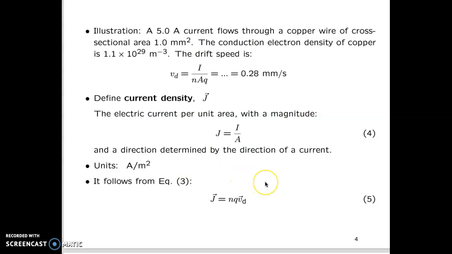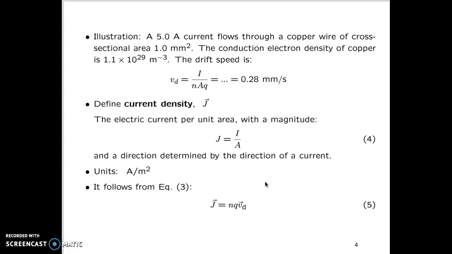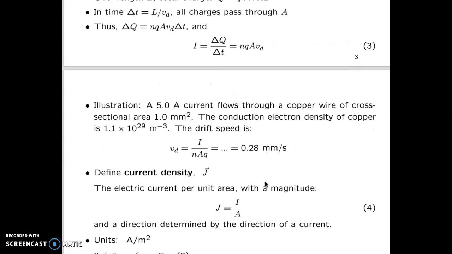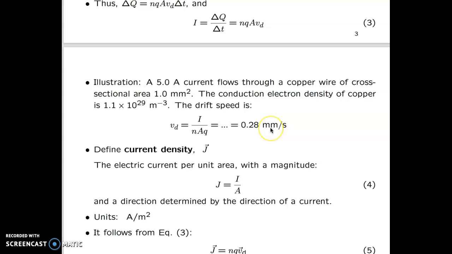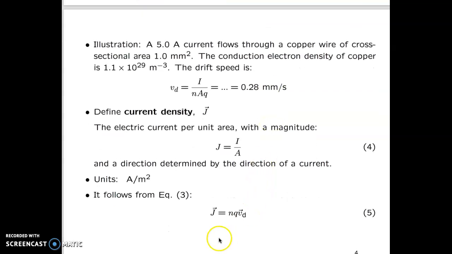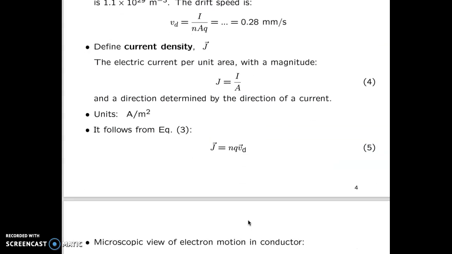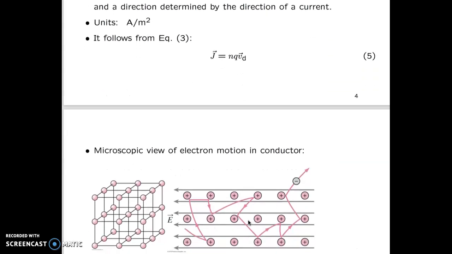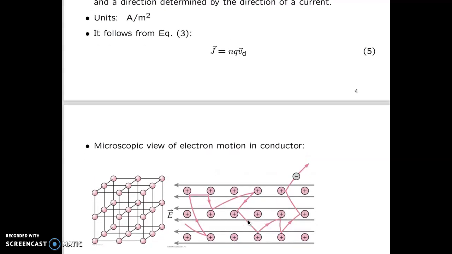And using equation 3, which has I, the current, written in terms of these other quantities, you can combine everything together and get an expression for J, the vector version of the current density. We find that J is equal to N times Q times V sub D. It's a vector quantity on the left-hand side, and so we need the vector form of the drift speed on the right-hand side. Okay, so there's the current density. We'll come back to that soon.